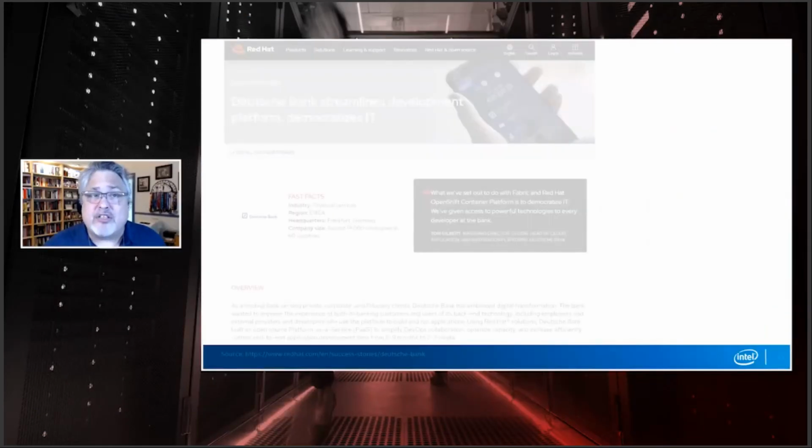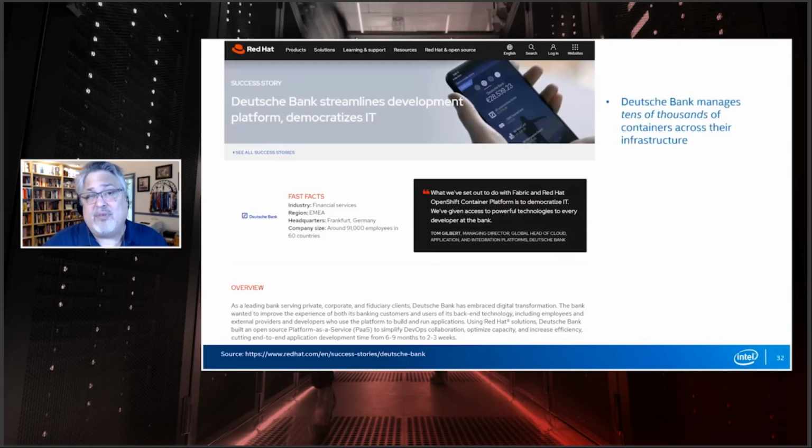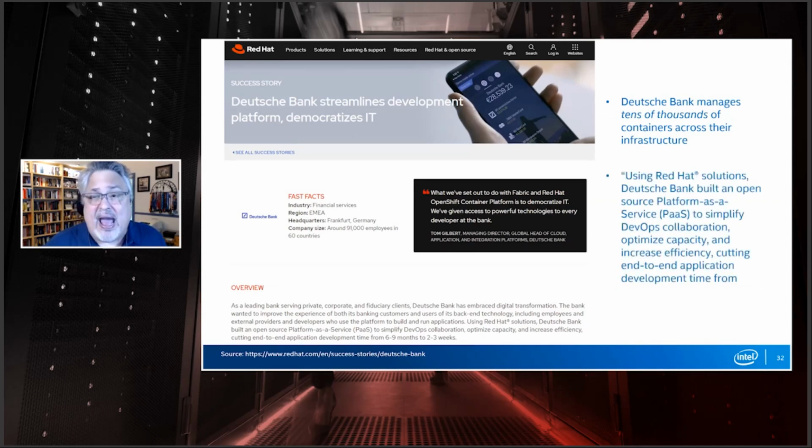In terms of partnerships, you can't ask for a more powerful partner than Intel and Red Hat. Deutsche Bank, who features at the Red Hat Summits very often, will talk about how they manage tens of thousands of containers across their infrastructure today, and the effect that they've had of implementing this type of cloud native environment, a platform as a service, is that they can go from application development time of 6 to 9 months to 2 to 3 weeks. So once we all internalize and understand that, we realize where we need to go.